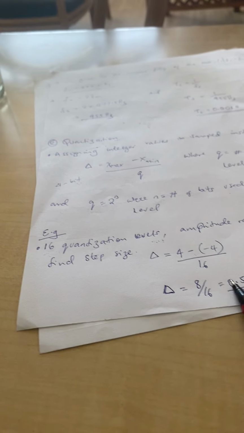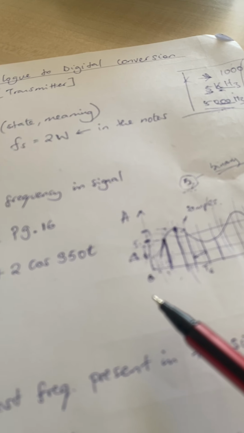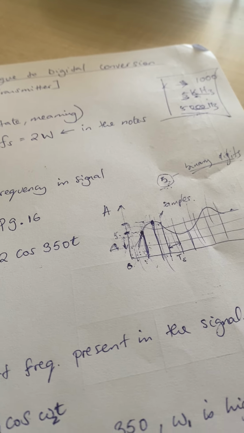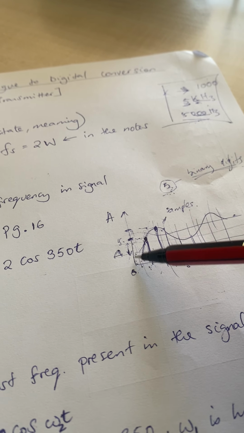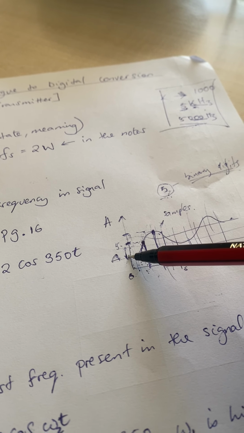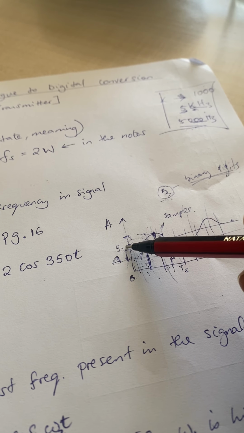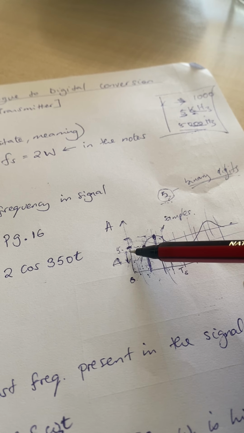This is a step size. Step size is equal to 0.5. So what that means is that the space in between the quantization levels is 0.5.